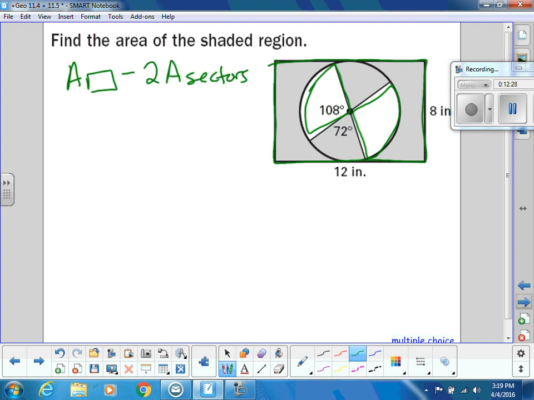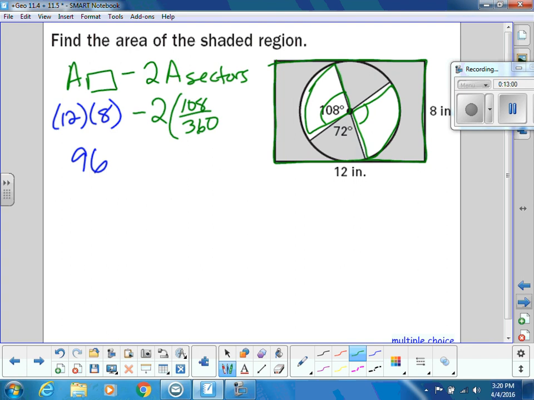Because notice that these are congruent sectors. They're vertical angles, so they're going to have the same measurement, same area. So the area of the rectangle is 12 by 8, which is going to give us 96. And then the area of the sector, that's the new part, we're going to be doing our 108 over 360 times pi r squared.